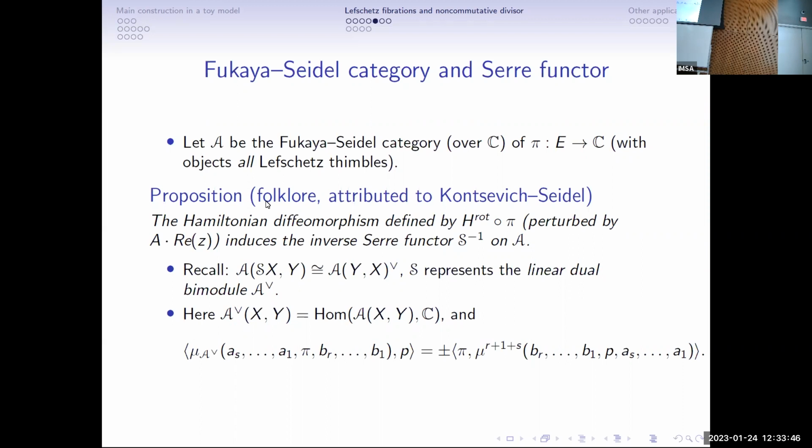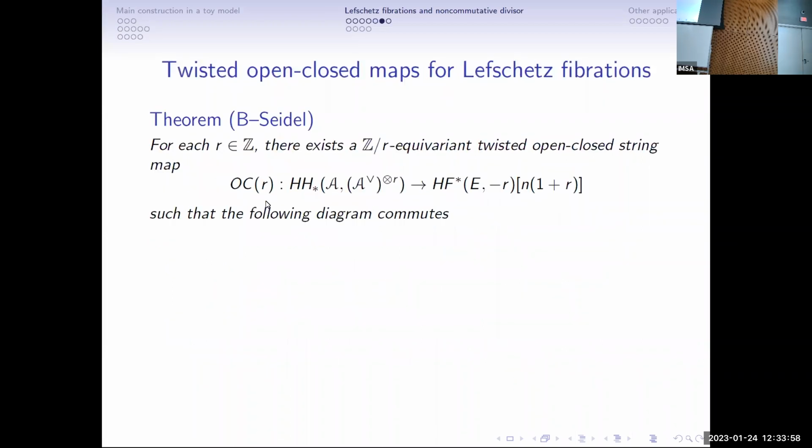Okay, so here we have an automorphism, which is a Serre functor, and we know that it is induced by this rotation Hamiltonian with a small perturbation. And here is a statement relating these further algebraic structures on the closed string part and the open string part.